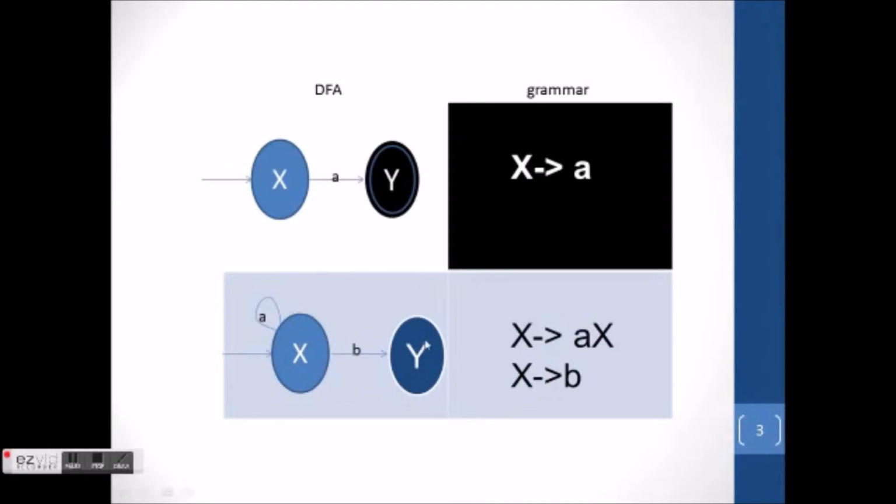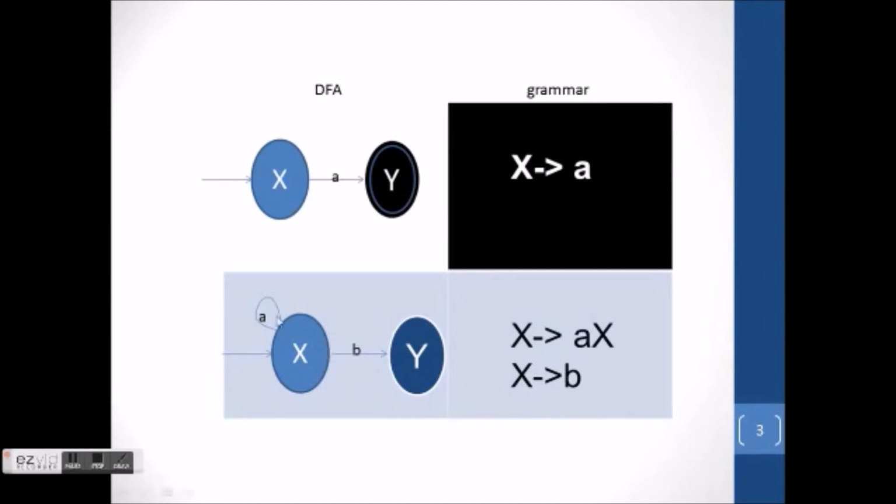Okay, the next example: X is the start state, Y is the final state, and there is one transition over the symbol A from X to X. So you can have any number of A's in the language accepted by this DFA, and it must end with a B, with any number of A's at the start. So the corresponding grammar would be X.